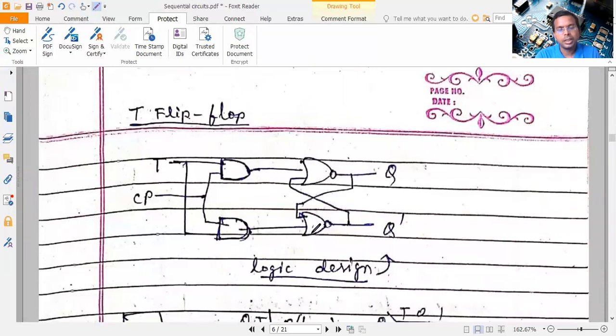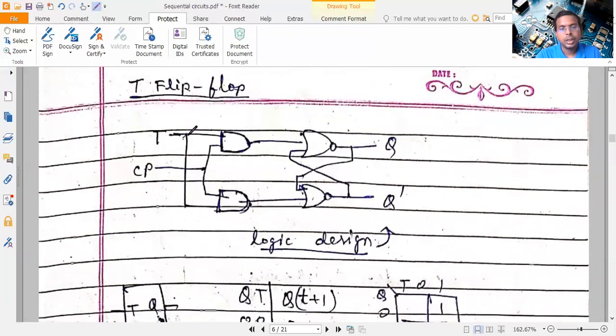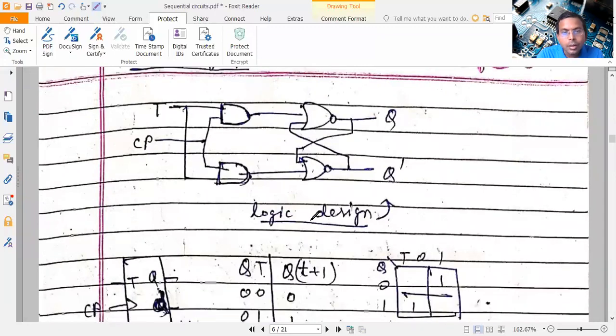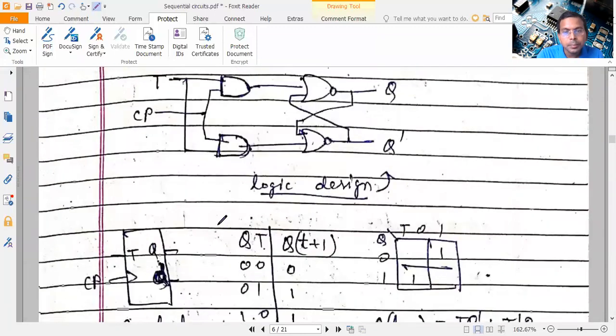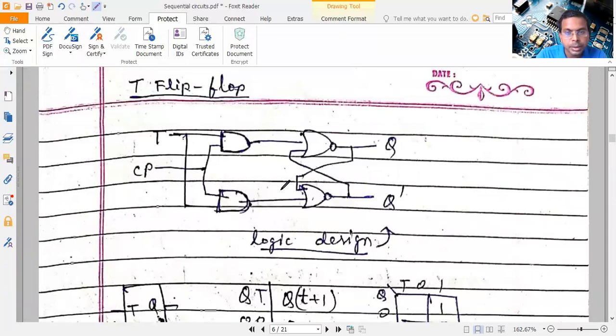Now, T flip-flop. T flip-flop is nothing but when we give both the inputs the same value. It means both the inputs will be either 0, 0 or 1, 1. But it is not an SR flip-flop. Let me check once again.